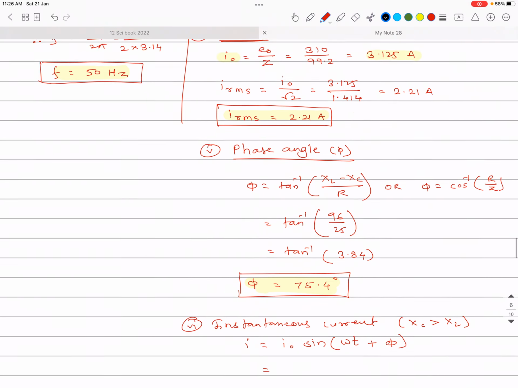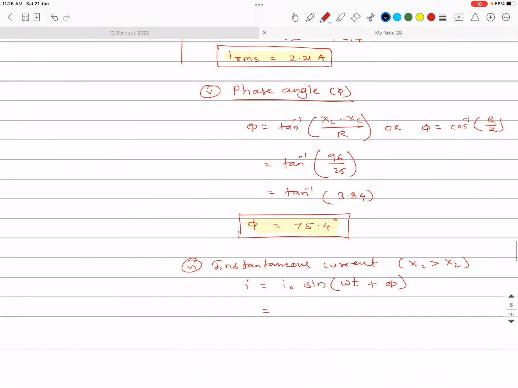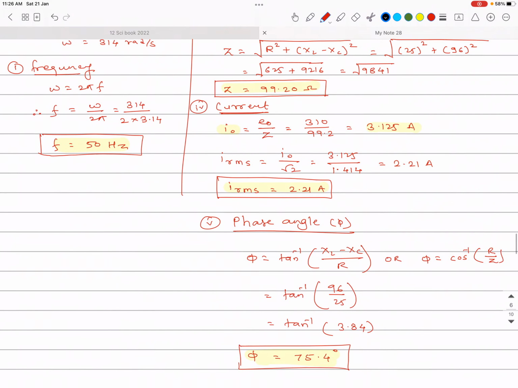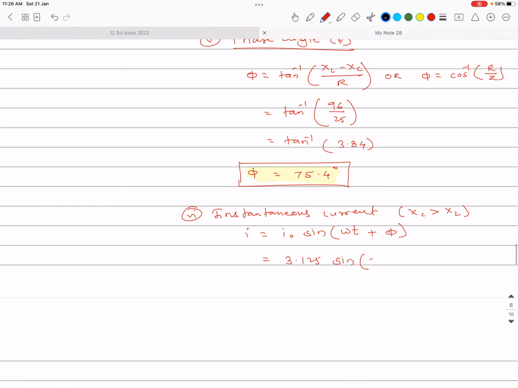So I0, peak value of the current, we get 3.125 sine of omega t. You can see here omega is 314. This t plus phi is 75.4. So this is in ampere. So this is the instantaneous value of the current. I hope everyone understood how we are writing this instantaneous value of the current.